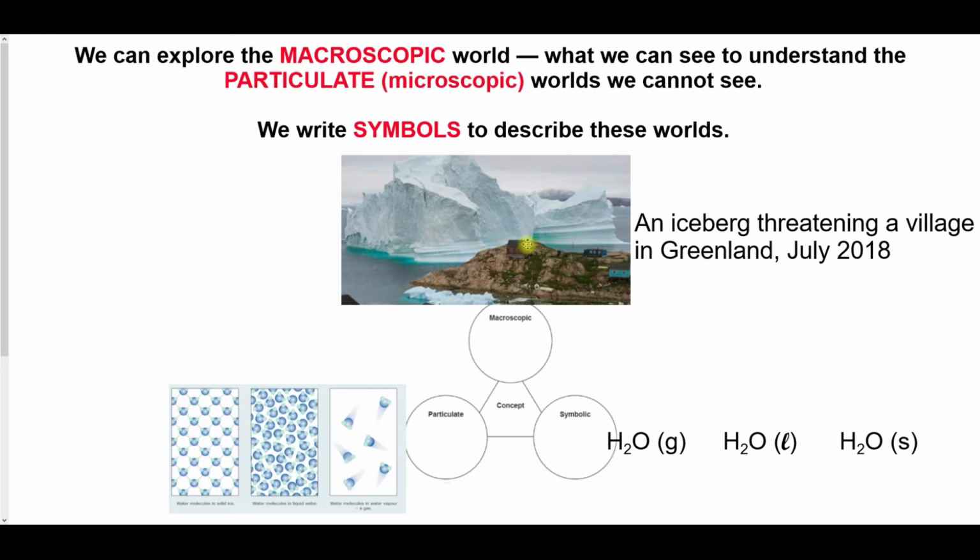For our macro, we have water and ice and also water in the air. For the particulate, we can see here is a solid, a liquid, and a gas. And over here we have the symbols. All of the symbols are the same. The only thing that's different is the designation of the state, gas, liquid, or solid.